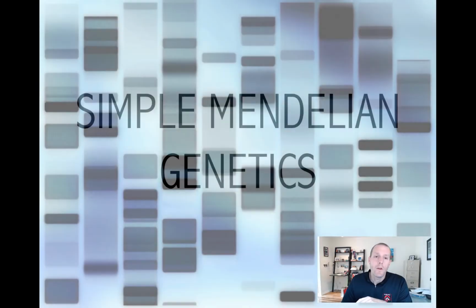Welcome back to our fourth video on Mendelian genetics. What we're going to look at this time is Mendel's second law. Remember that last time we looked at Mendel's first law, the law of segregation, and this time we're going to look at Mendel's second law, the law of independent assortment. Let's get right into that.